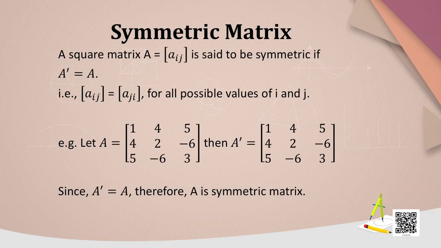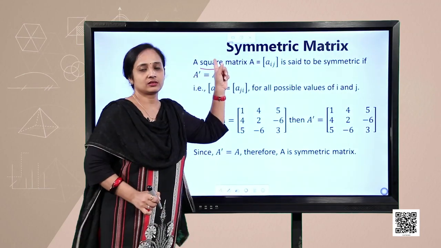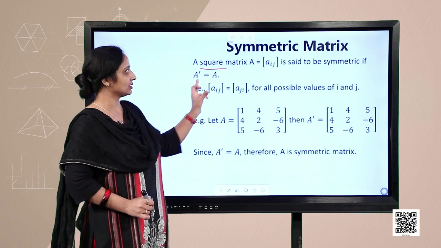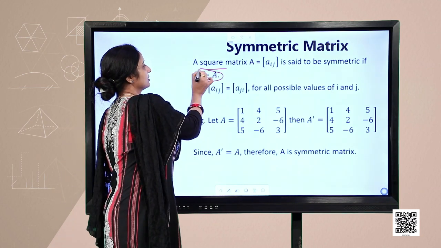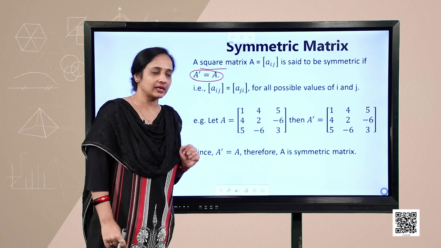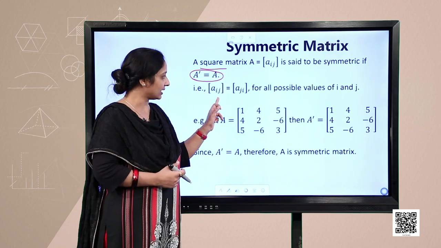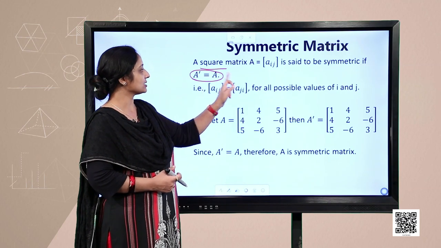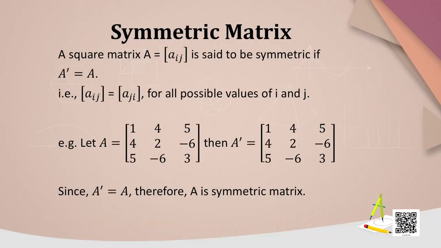Now let's study the symmetric matrix. What is a symmetric matrix? A square matrix. Take into consideration this term, the matrix has to be a square matrix. It is said to be symmetric if A transpose is equal to matrix A. For example, I take matrix A as [aij], then [aji] will be its transpose and both of them are equal for all the possible values of i and j.